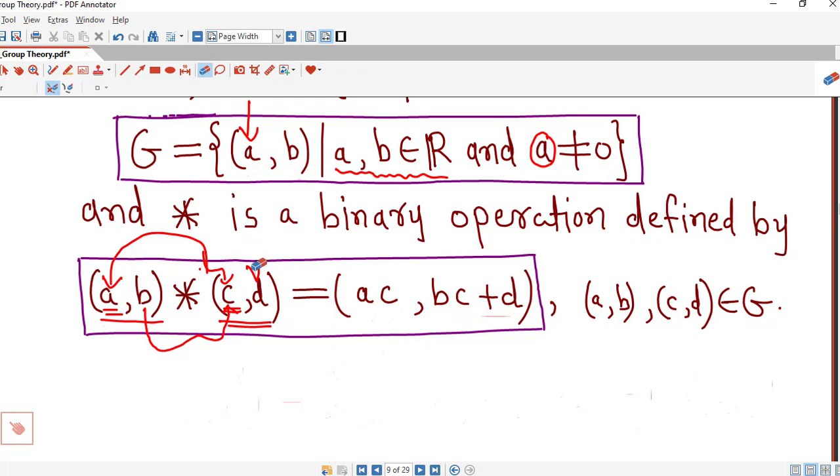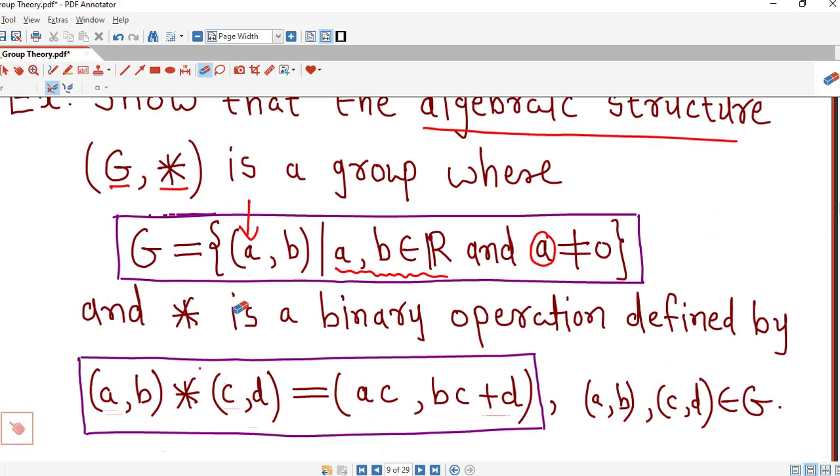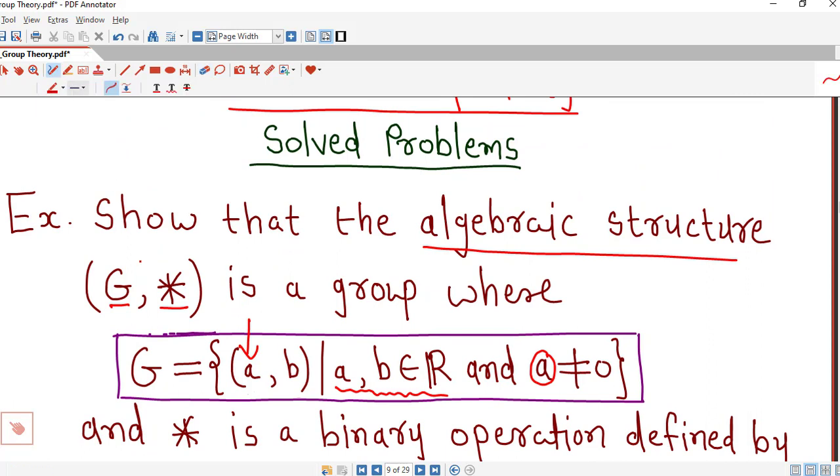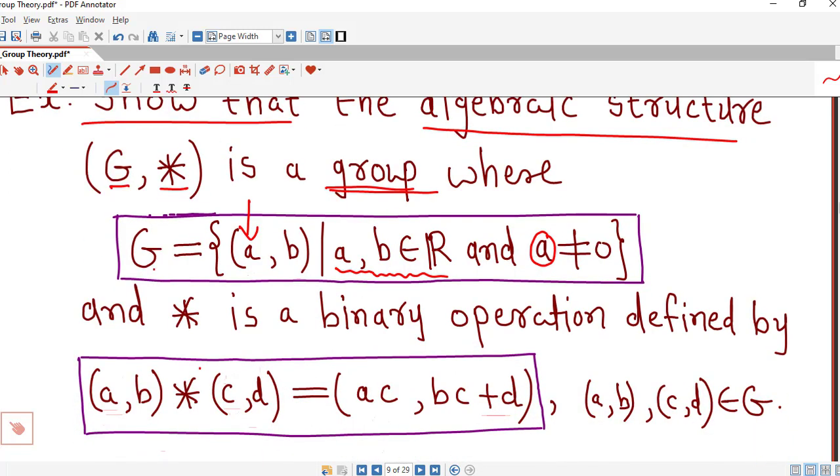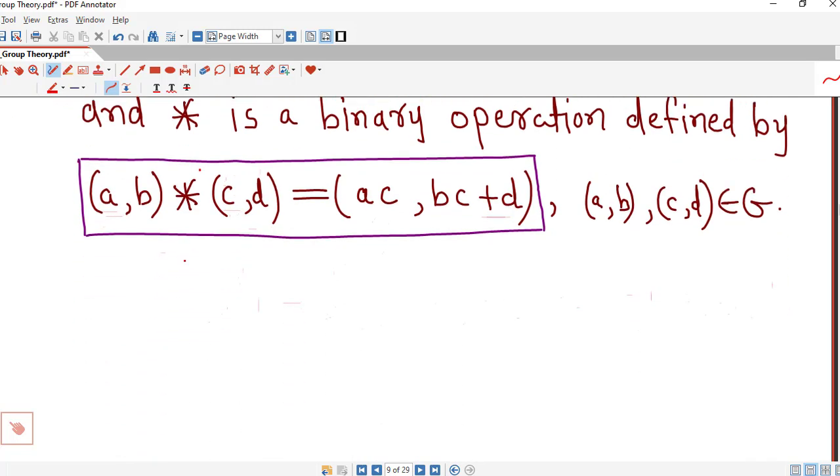So we are already given that G is a group, and we have to prove that all the properties are satisfied. Whenever we have this type of question, show that G is a group, it means it is already known that our set is a group under the given operation. We just have to prove that all the properties are satisfied. So first we start with the first property, the closure property. We have to show that star is a binary operation on G.